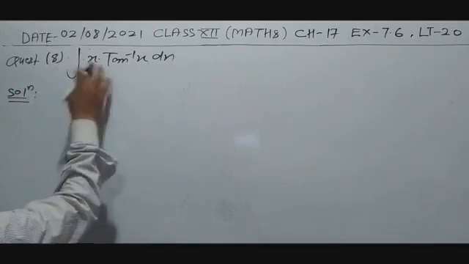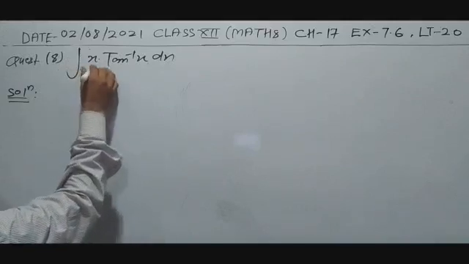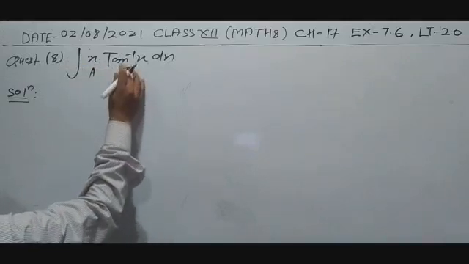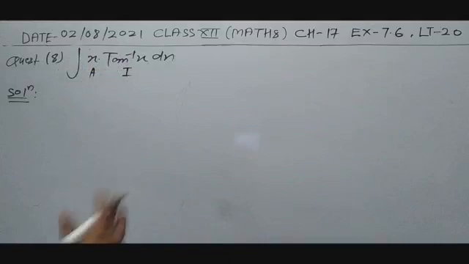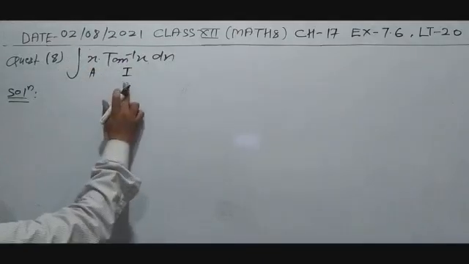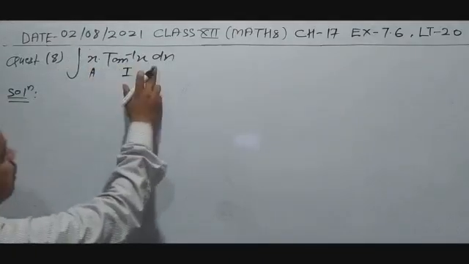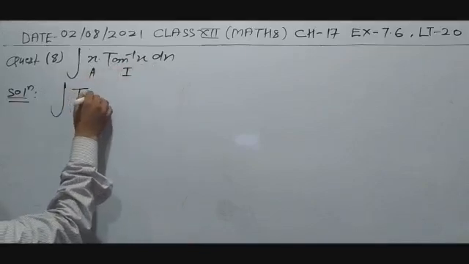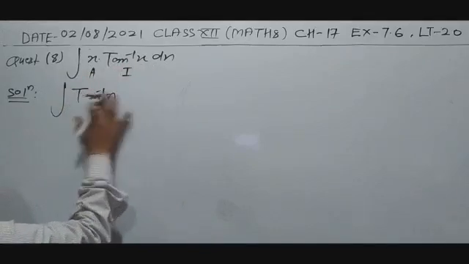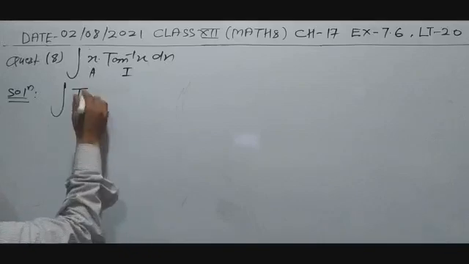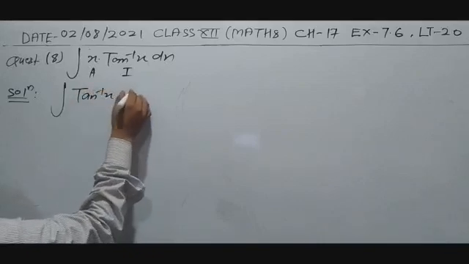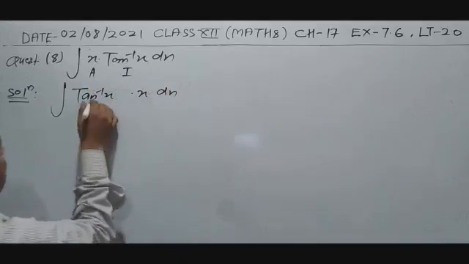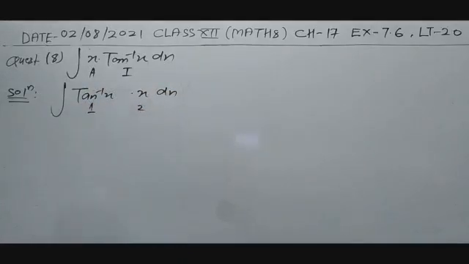Now to see the function, it is clear that this is algebraic and this is an inverse trigonometrical function. So ILATE: I means inverse trigonometric function, so tan inverse x is the first function. So now consider tan inverse x into x dx. This is first and this is second. Now what will be the result?